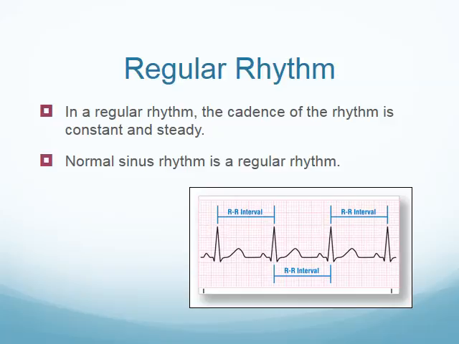Here's our example of a regular rhythm. It's consistent. The cadence of the rhythm is constant and steady. Normal sinus rhythm, or regular sinus rhythm, is going to be our big regular rhythm. If you look down in the graphic here, we see our R-to-R interval between each of these 4 complexes is constant, and it doesn't ever change. It's the same distance between every set of beats.